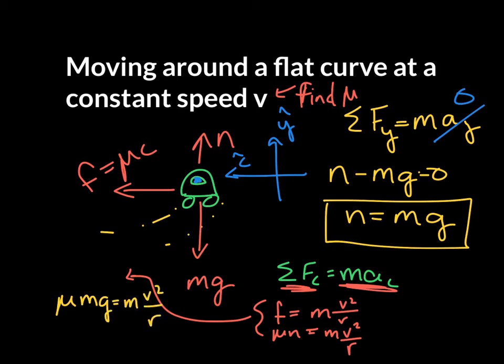Oh, wait, that's weird. Mass cancels out again. Mass is going to cancel out a lot. That's one of the things we work for when we work with variables. So now we get mu is equal to v squared over g r. That's an r.